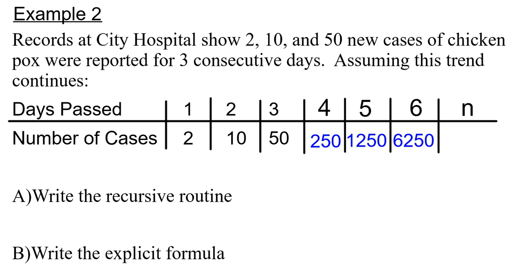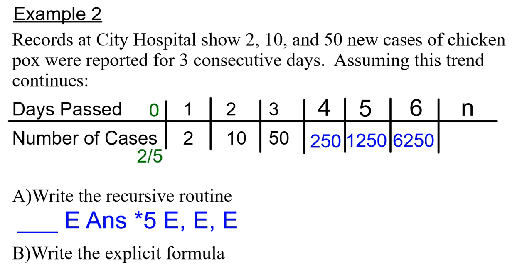So I believe I have enough information now to help me write the recursive routine. The only problem is I have the first day, right? So that's the first term. I need the term for 0. So I'm going to have to backtrack. Going forward, I know I was multiplying by 5. So to backtrack, I'm going to have to undo that, which is dividing by 5. So if I take 2 and divide it by 5, that would be 2/5, and then I have everything I need to write my recursive routine. 2/5, enter, answer times 5, enter, enter, enter.